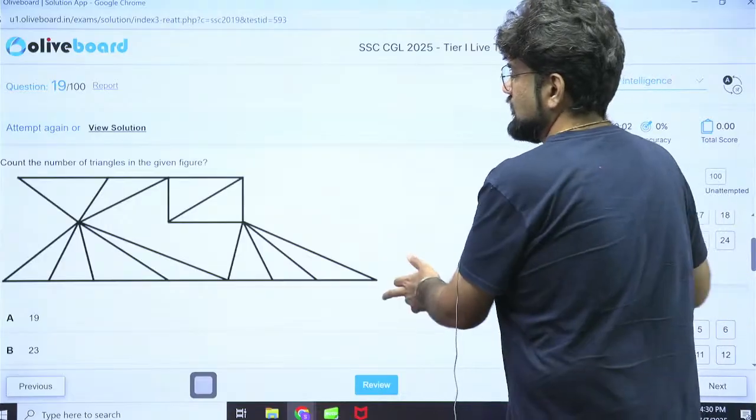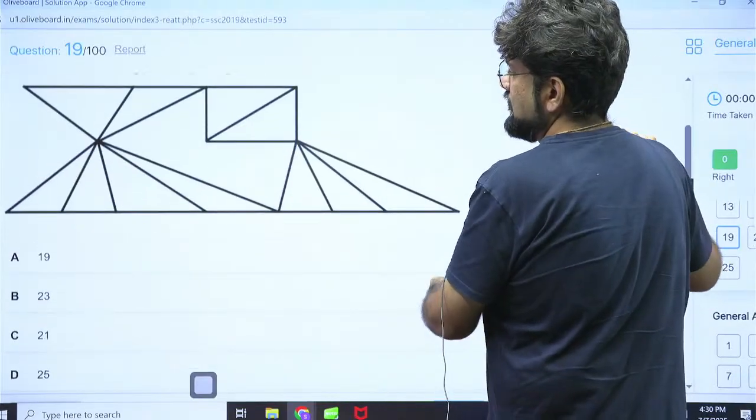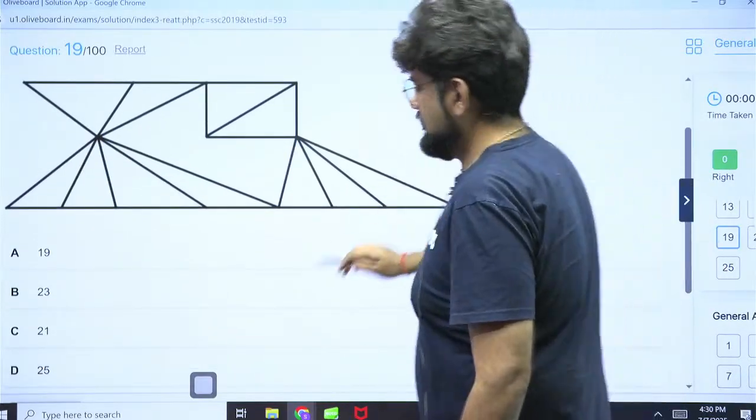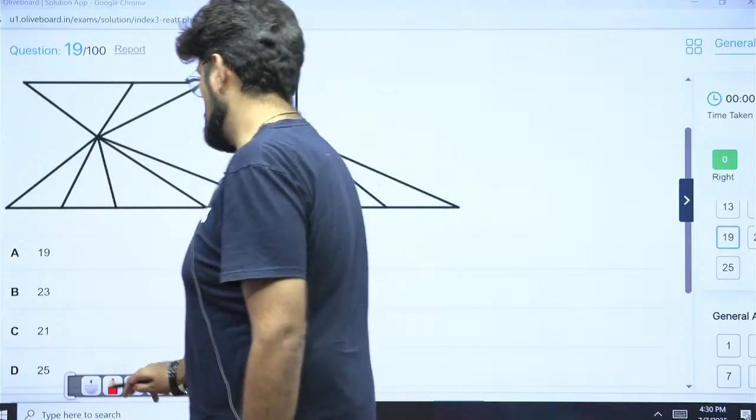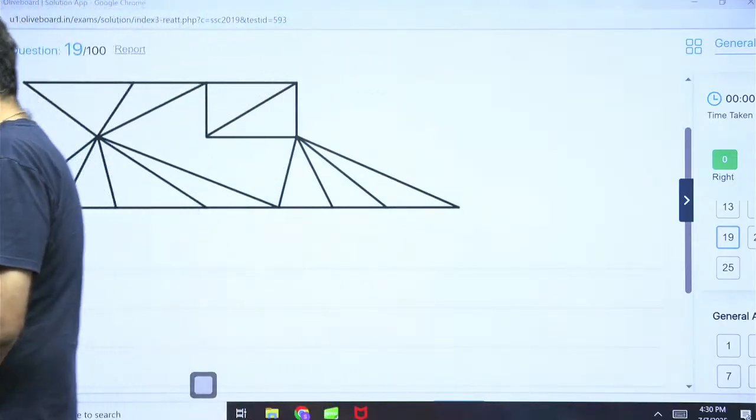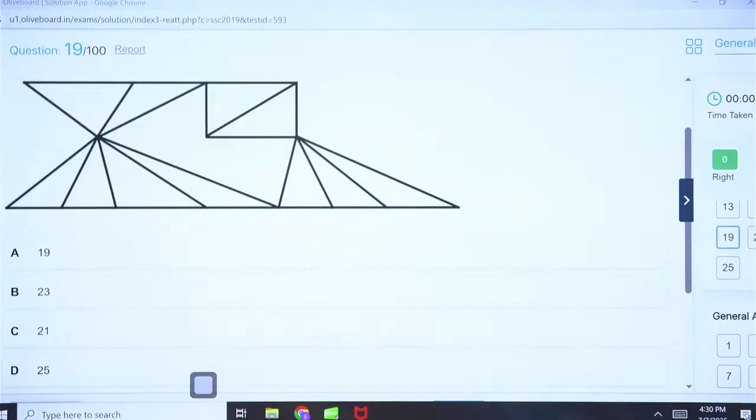Next. Count the number of triangles in the given figure. Look at the options, 19, 23, 21, 25. So it's going to be a long time.